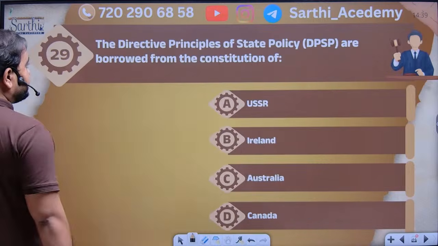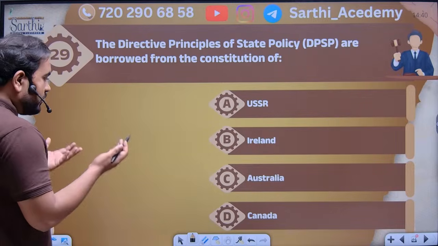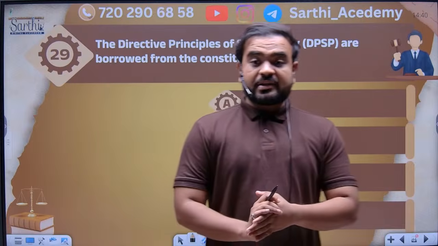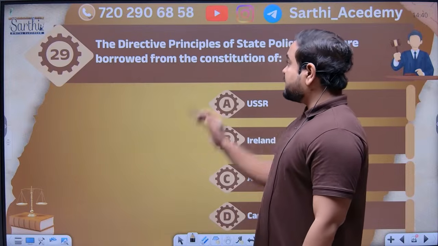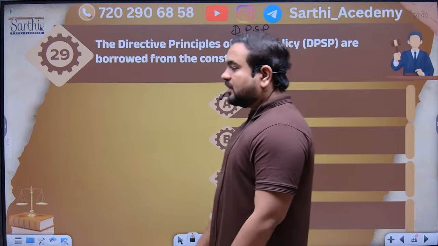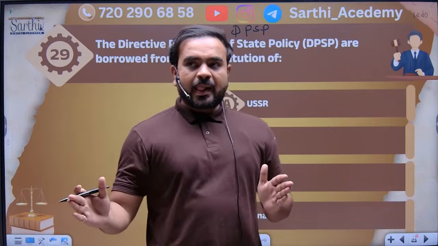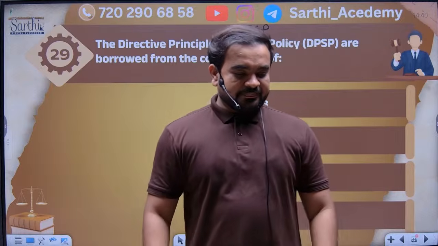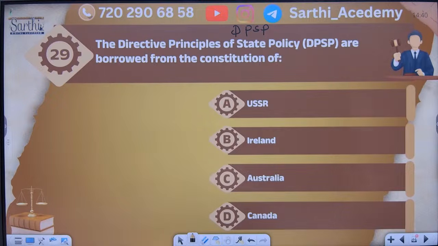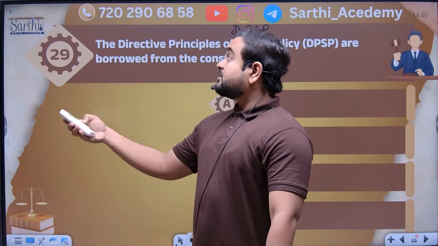Article 29, the DPSP are borrowed from the constitution of which country? We haven't actually discussed this in the course, but you should know which country our DPSP was borrowed from. That means our DPSP, which is mentioned in articles 36 to 51, is inspired by which country? Please give the answer. Till then I'll decrease the temperature of the AC.